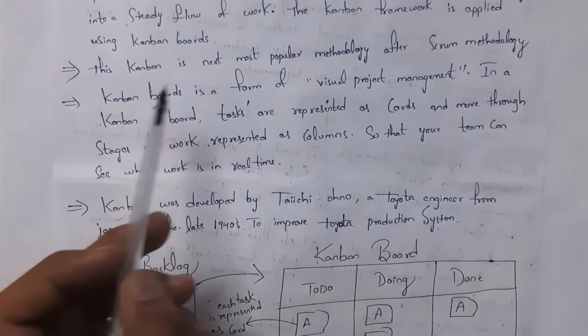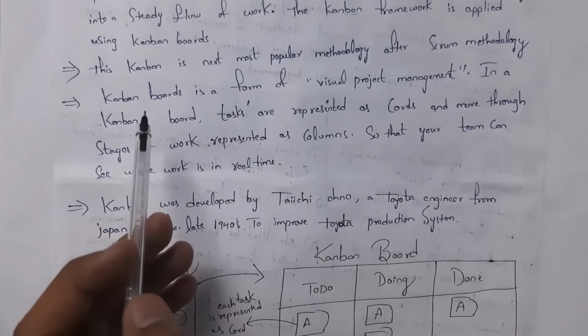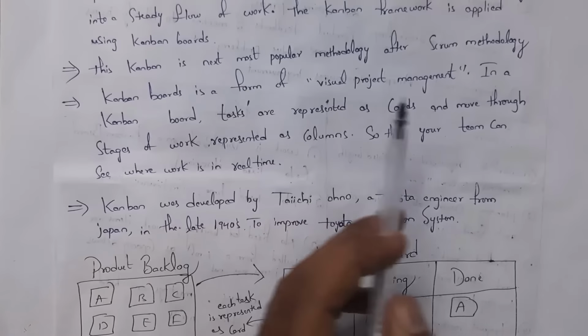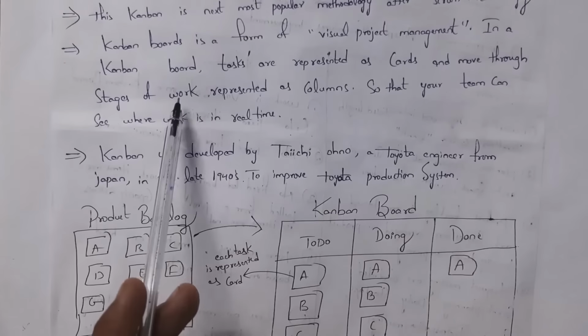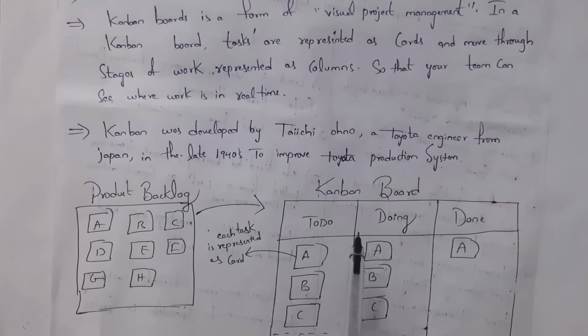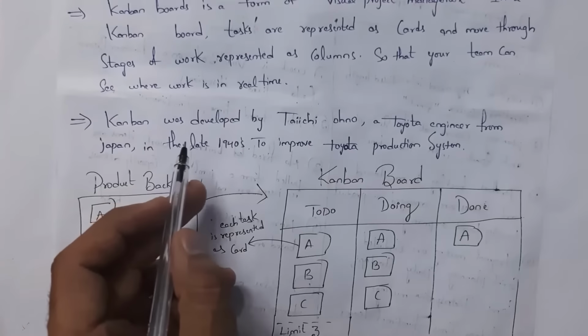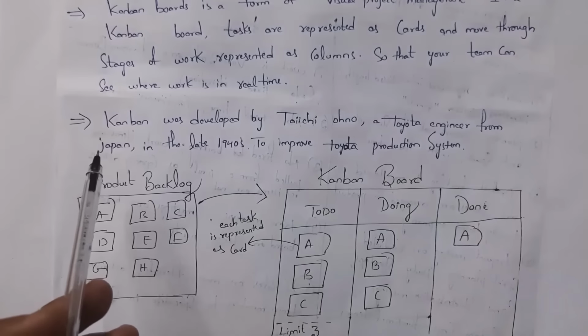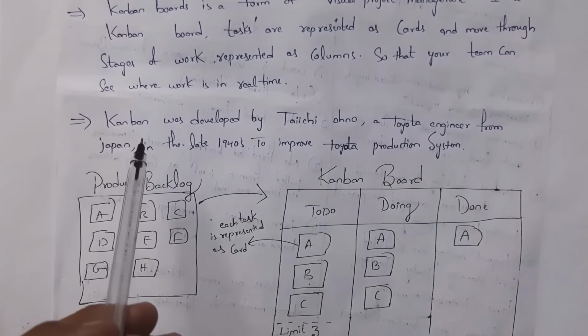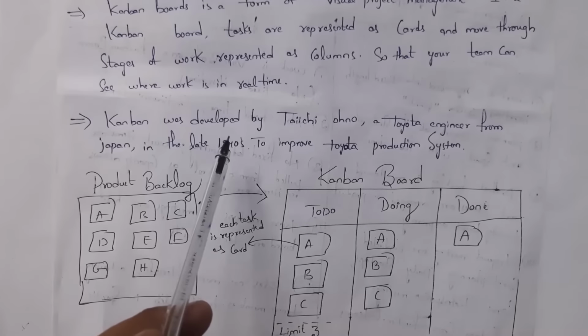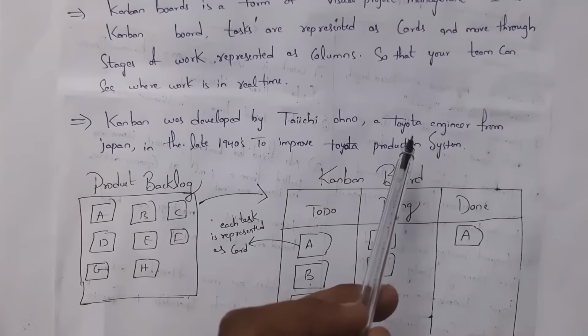A Kanban board is a form of visual project management. In a Kanban board, tasks are represented as cards and move through stages of work, and each stage is represented as a column. This Kanban method was developed by Taiichi Ohno, a Toyota engineer from Japan. He developed this method in the late 1940s in order to improve the Toyota production system. Basically, Toyota is a car company.